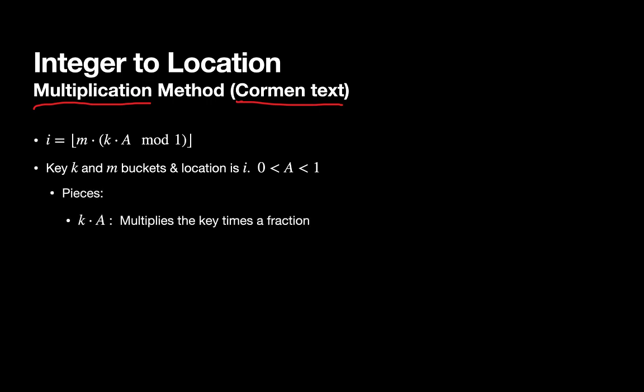Again, k is our key, and m is our number of buckets, and we're trying to come up with location i. One other thing that's important here is this parameter a. It's strictly less than 1, but greater than 0. Okay, so it's a fraction, but it's less than 1. And also equally important, it's greater than 0.